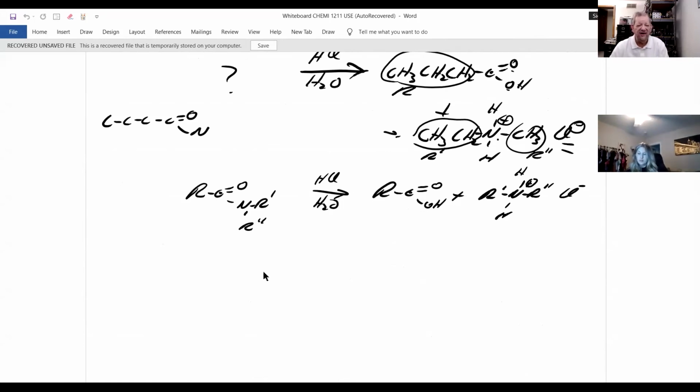What's our prime? Ethyl. What's our double prime? Methyl. And I should put in the rest of the hydrogens here. And that's if you take this amide, react it with HCl, hydrochloric acid, and water, you will make those two products. And that's how you do it.